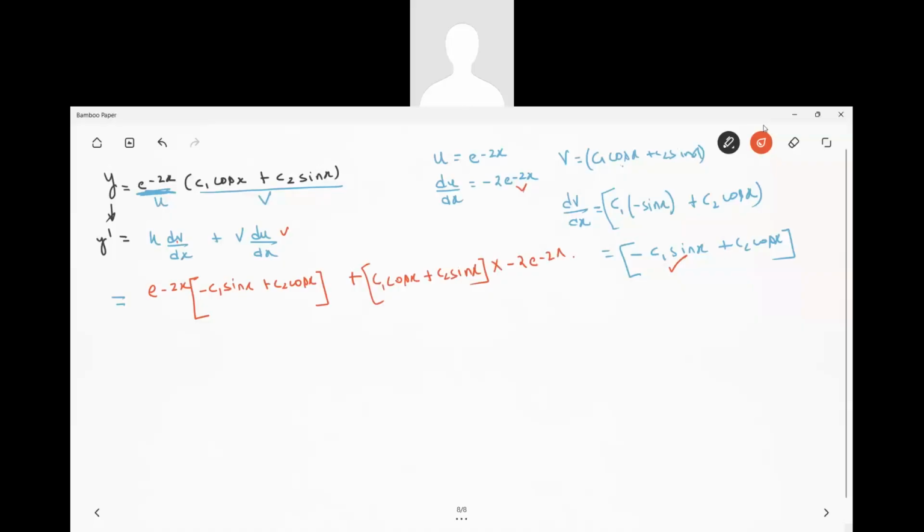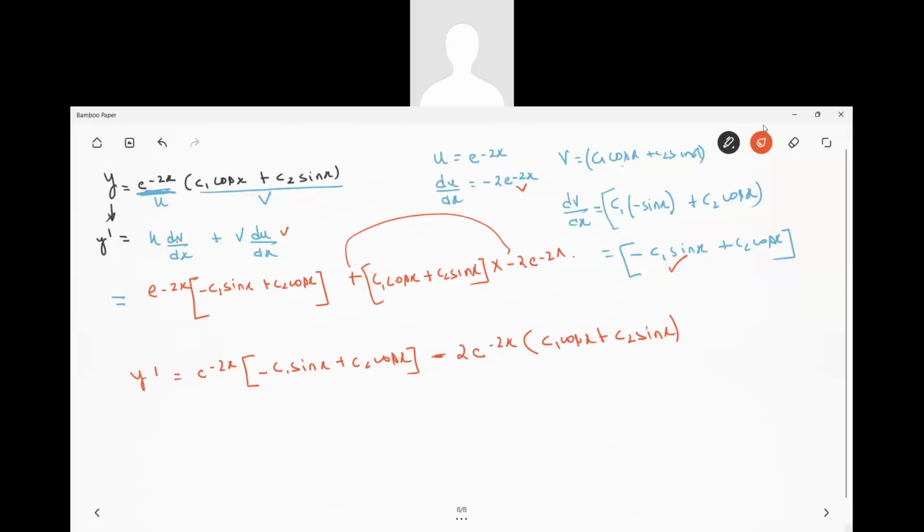So you got the y dash value, right? y dash is equal to e power minus 2x into minus c1 sine of x plus c2 cos of x, and this plus minus becomes minus. So you will write minus 2 e power minus 2x into c1 cos of x plus c2 sine of x, like this. Now you got y dash.